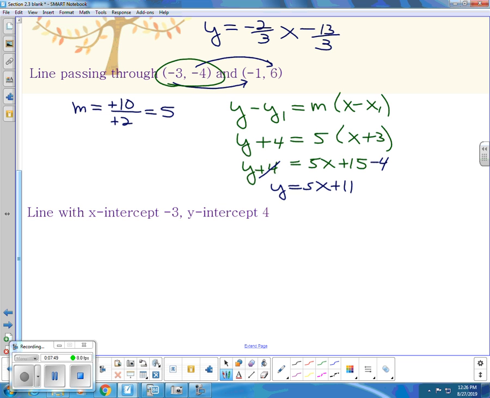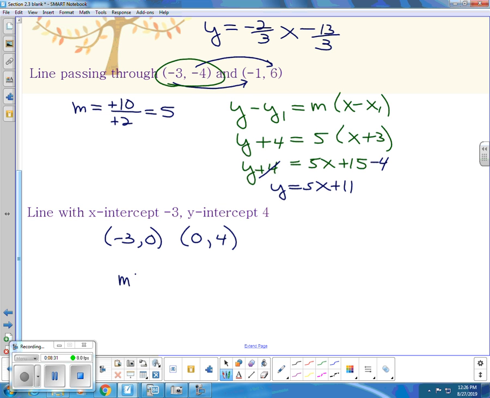Okay. So far, so good? Okay. How about a line with an x-intercept of negative 3 and a y-intercept of 4? How can I find the slope there? Isn't the x-intercept of negative 3 a point? Can't we write that as a point? If it's an x-intercept, the y part is 0. And if it's a y-intercept, the x part is going to be 0. So those are our 2 points written in point form.